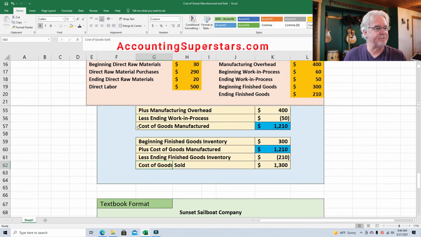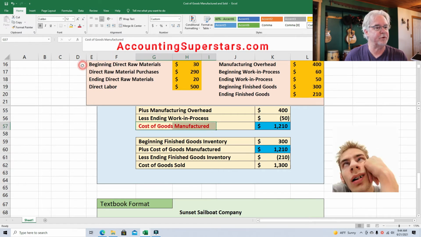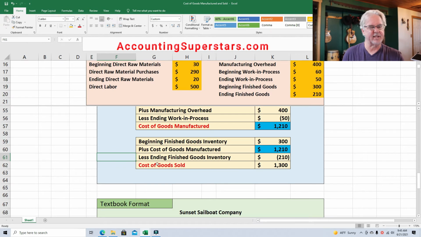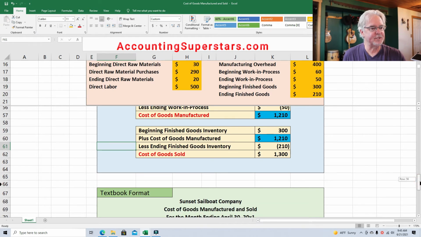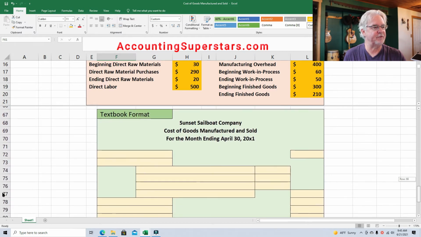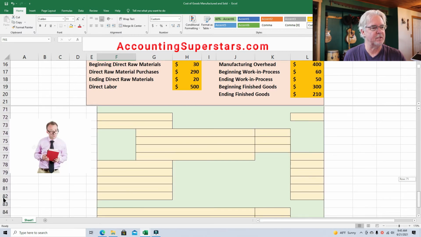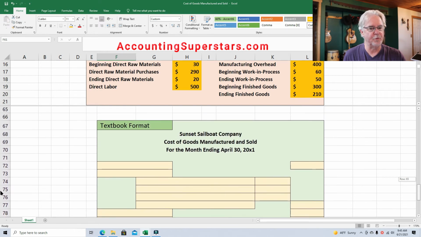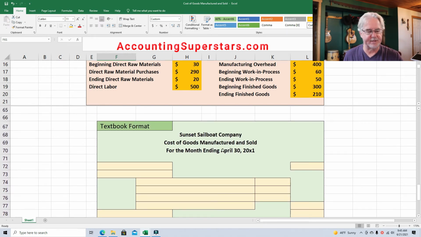And so a lot of people will stop right at this point. They'll say, good enough. That's all the farther I'm going to go with this. And then other people will carry it all the way down and get cost of goods sold. And myself, just speaking for myself, I like to carry it all the way down because it's so easy. So let's do this. Let's do the textbook format, because who knows if your professor will accept the way I do it. But of course, in my classes, I accept the way I like doing it.